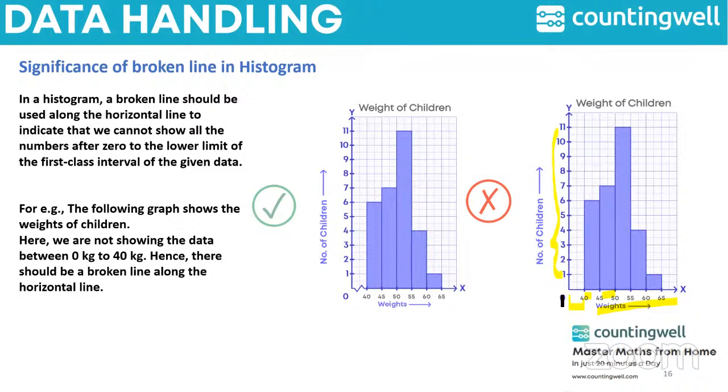So it is not correct to show 40 directly after 0. You have to make it a broken line. We are not showing the data between 0 to 40 kg, and so there should be a broken line along the horizontal line.